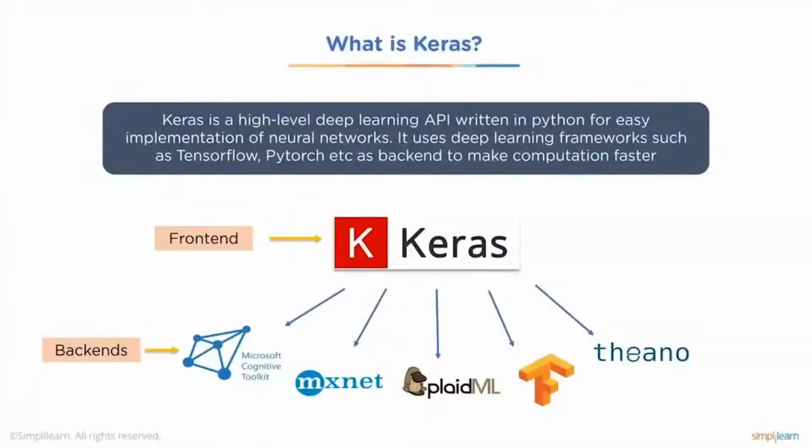So when we talk about what is Keras, Keras is a high-level deep learning API written in Python for easy implementation of neural networks. It uses deep learning frameworks such as TensorFlow, PyTorch, etc. as backend to make computation faster.